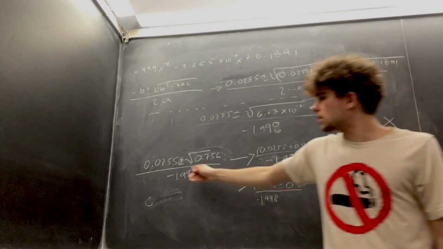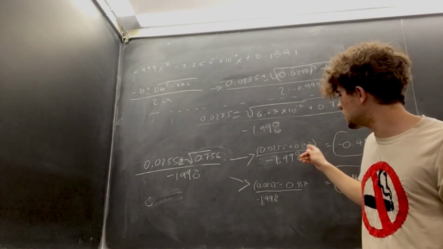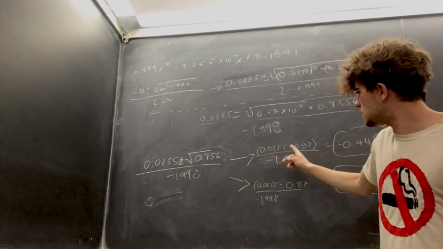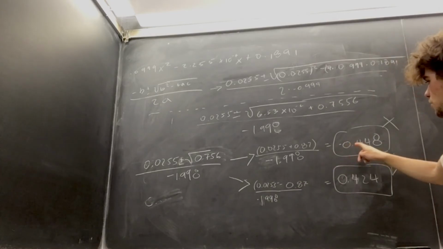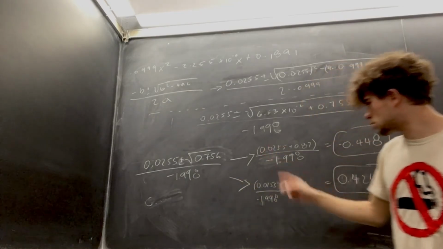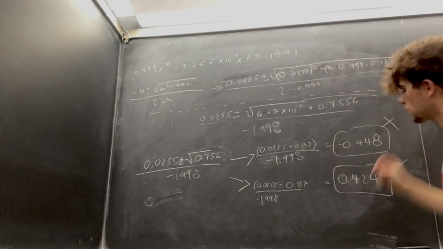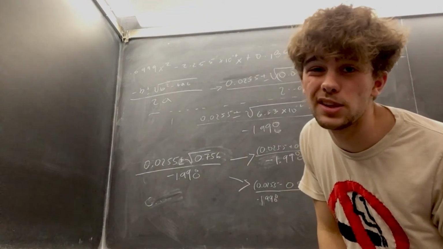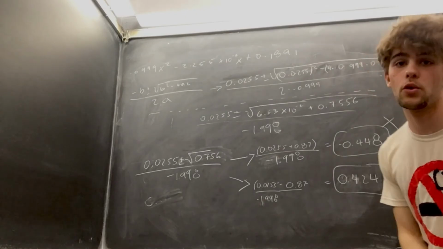And now is the crucial part where we add and subtract 0.87. If we add 0.87 to this equation, we get negative 0.448. If we were to subtract 0.87, we get positive 0.424. And since we can't have a negative value in this instance, we know that our positive value, 0.424, is correct.